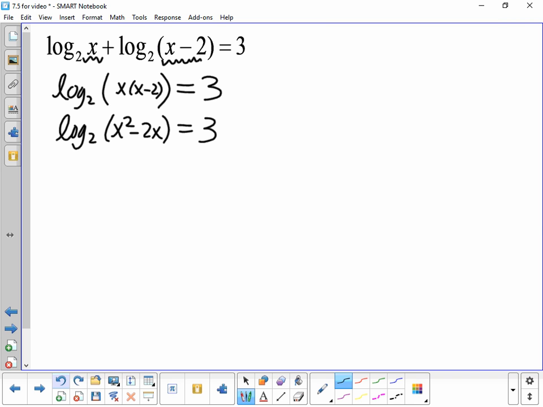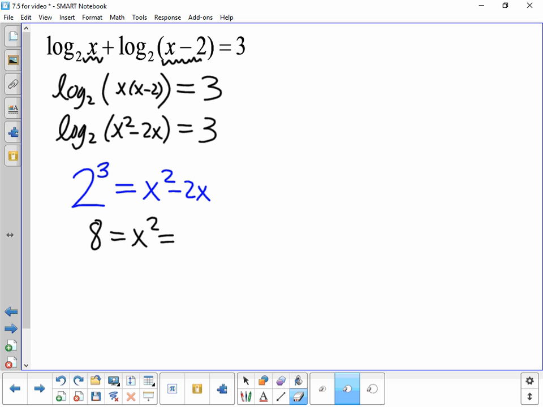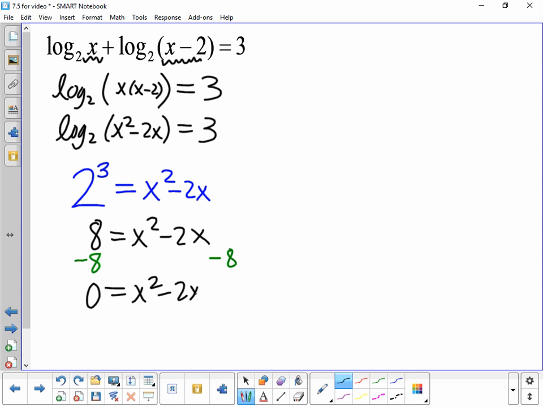All right, so now we're ready to rewrite it. If we rewrite this, our base is 2, so it'd be 2 to the third power is equal to x squared minus 2x. Well, 2 to the third power is 8, so we have 8 equals x squared minus 2x. And this is a quadratic equation. It has an x to the second power. We could solve this by attempting to factor it. Before we attempt to factor something, we want to go ahead and get it equal to 0. So we're going to subtract 8. So we have 0 equals x squared minus 2x minus 8.